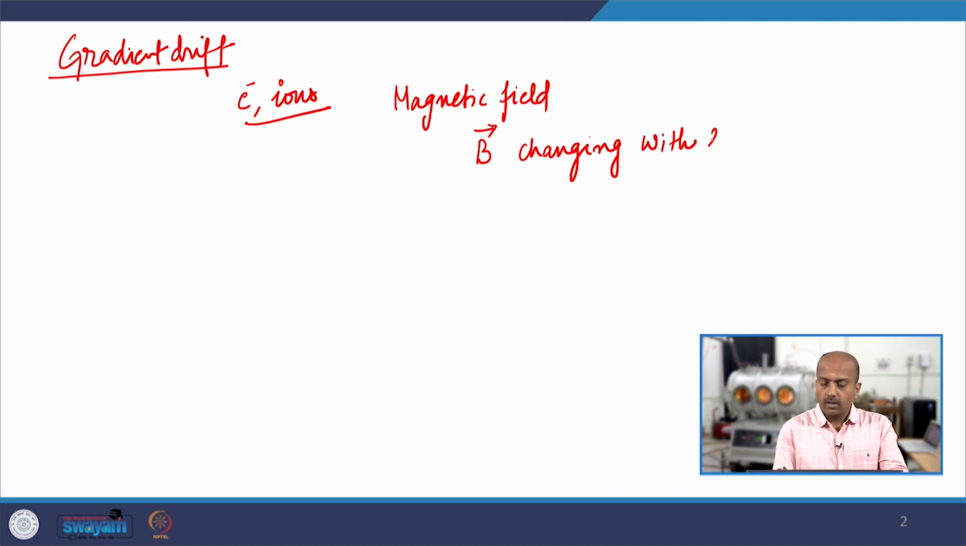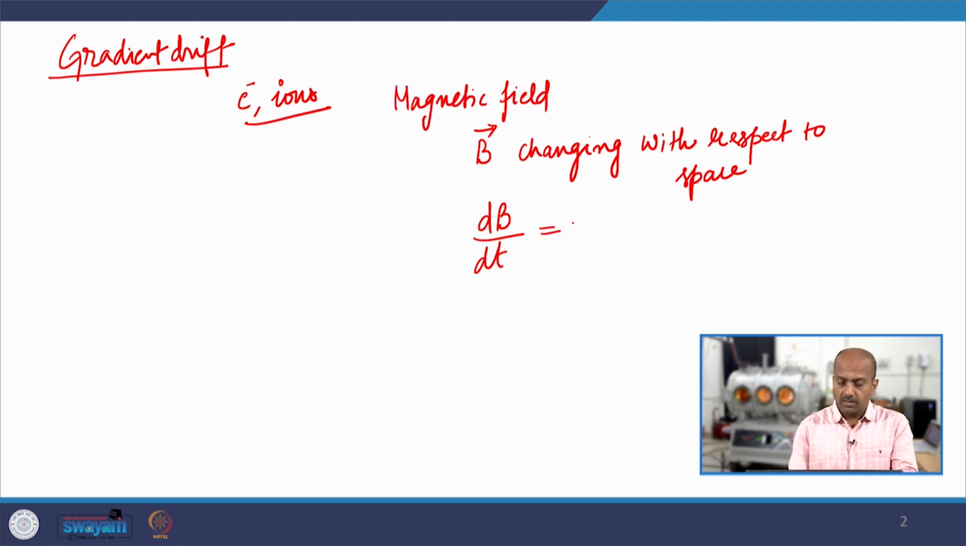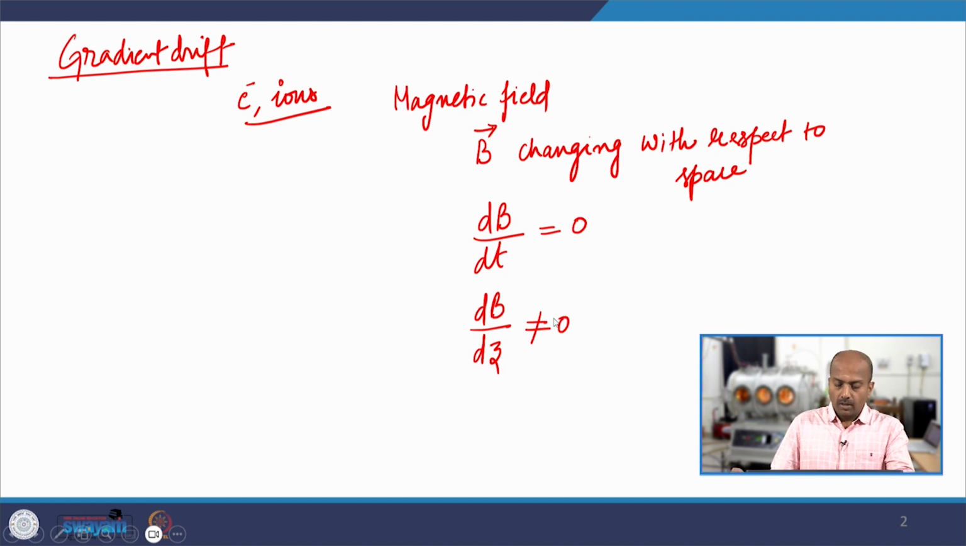changing with respect to space. So, we are still retaining the variation of the magnetic field with respect to time as it is. That means, the magnetic field is not changing with respect to time, it is constant with respect to time, but the magnetic field gradient in a particular direction is not 0. What it means is that the amount of magnetic field that you can find at different points along a particular axis will be different.